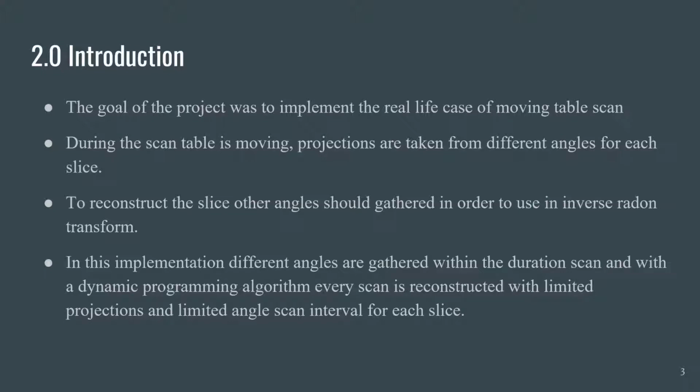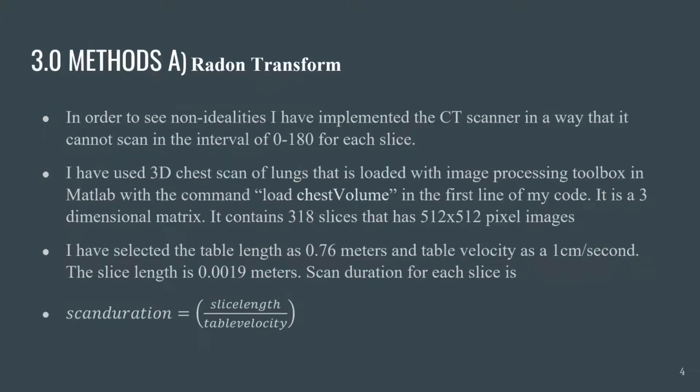As I stated before, the goal of the project was to implement a real-life case of moving table scan. During the table scan, the table is moving, so projections are taken from different angles for each slice. To reconstruct the slice, other angles should be gathered in order to use the inverse radon transform. In this implementation, different angles are gathered within the duration of the scan, and with a dynamic programming algorithm, every scan is reconstructed with limited projections and a limited angle scan interval for each slice.